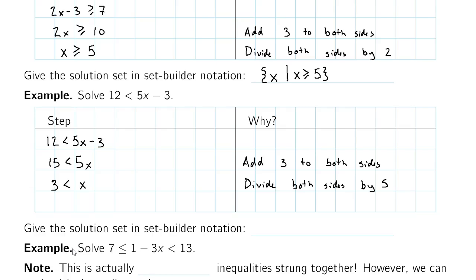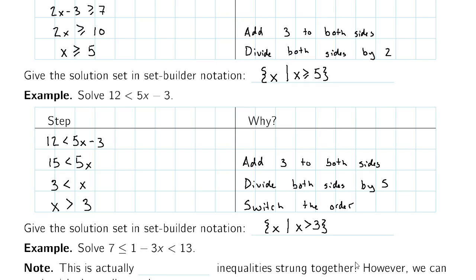So the last thing we're going to do here is switch the order. So we'll write x first and 3 second, but x is still the greater number. So 3 is less than x. That means the same thing as x is greater than 3. In set builder notation, the solution set is the set of all x such that x is greater than 3.